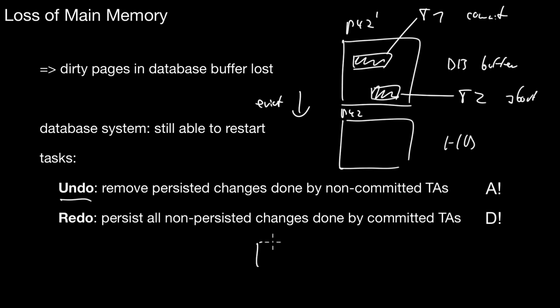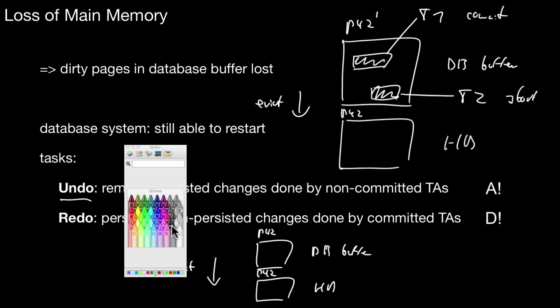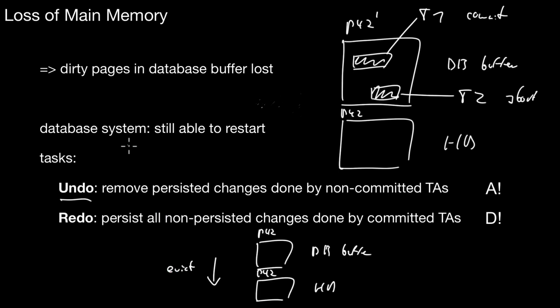Maybe I write it down again here to not overwrite the other example. So assume again those two pages, P42. This is in the database buffer. This is on hard disk, and now we have page eviction. So maybe I remove it over here. So let's get rid of this one, okay. So now the database buffer is evicting the page. Let's assume again we have those two changes of T1 and T2. It's evicting the page. And now what we have on the store are two things.